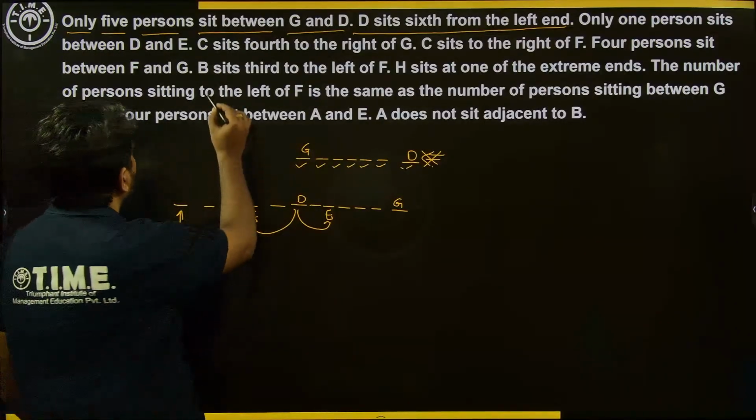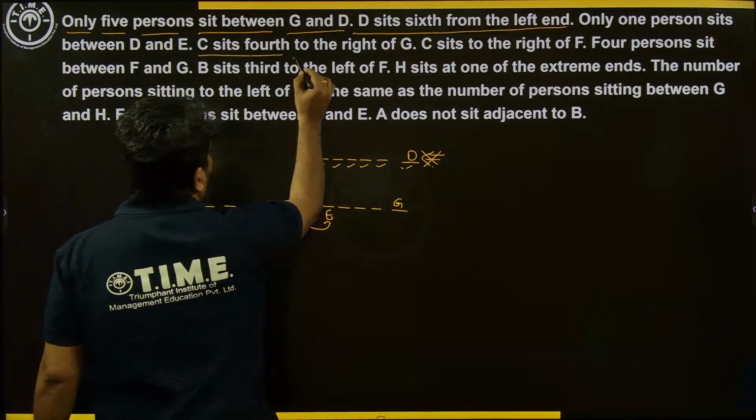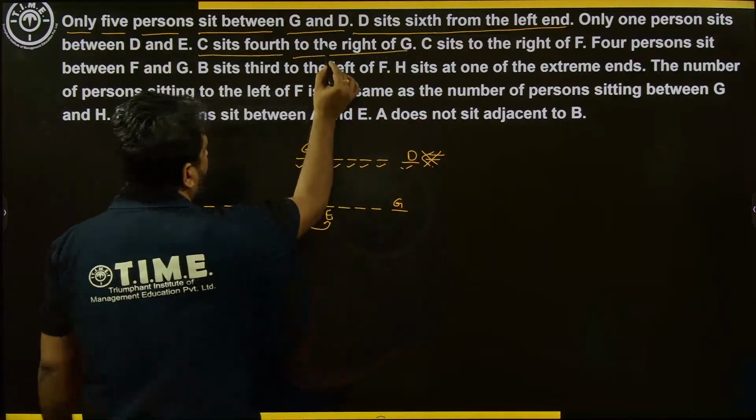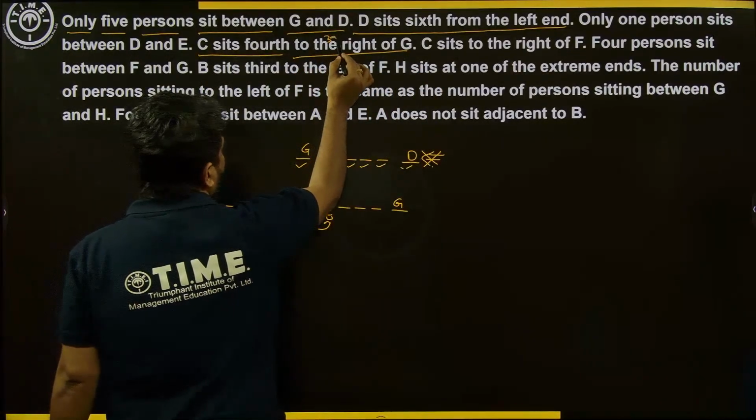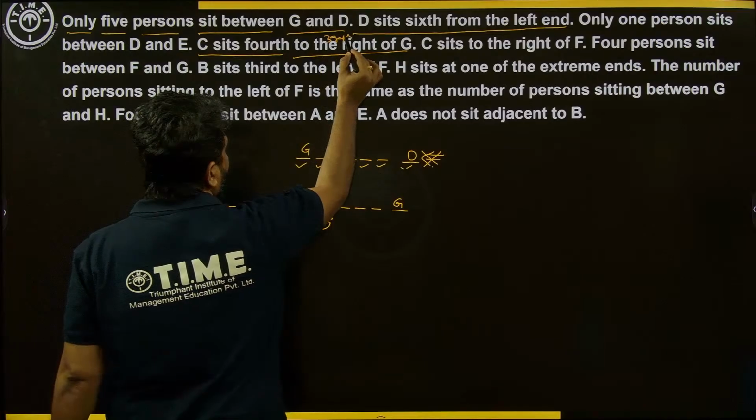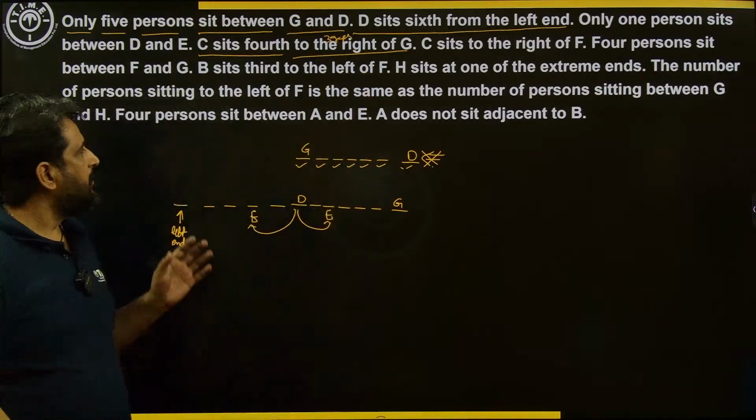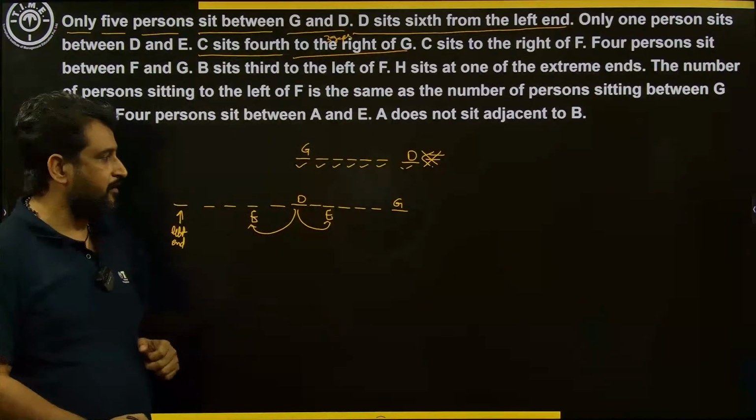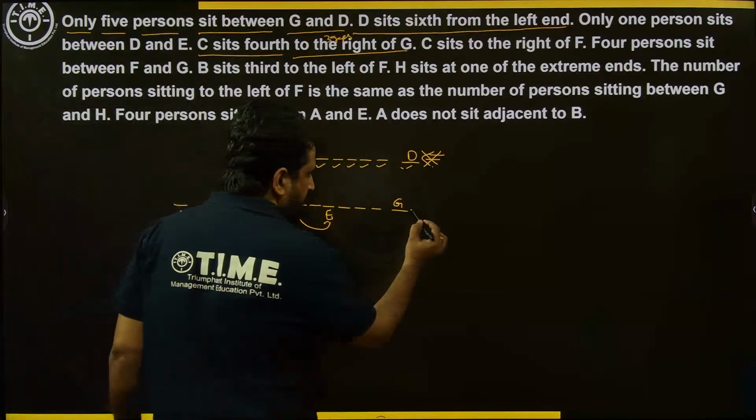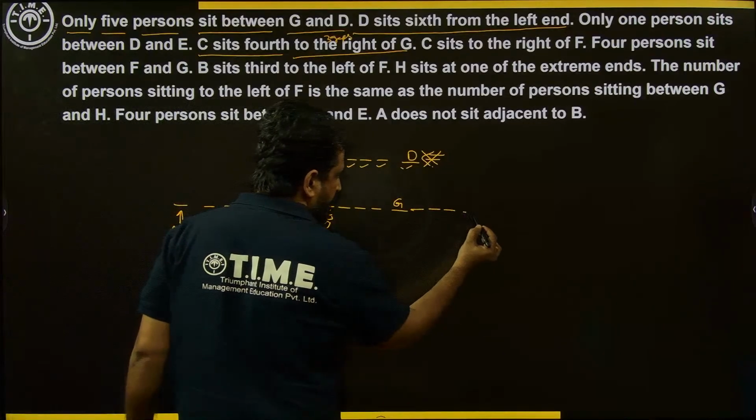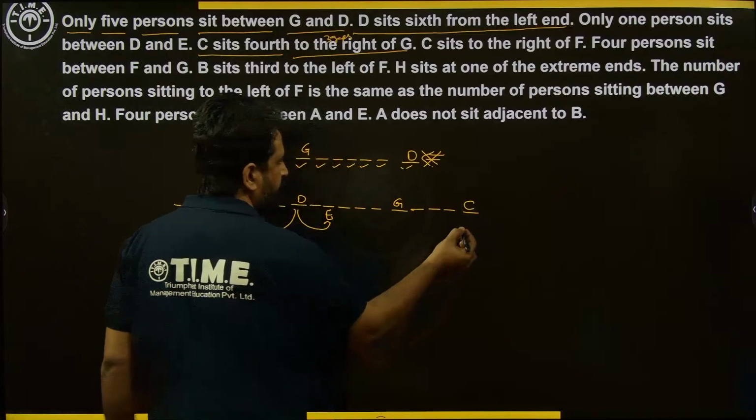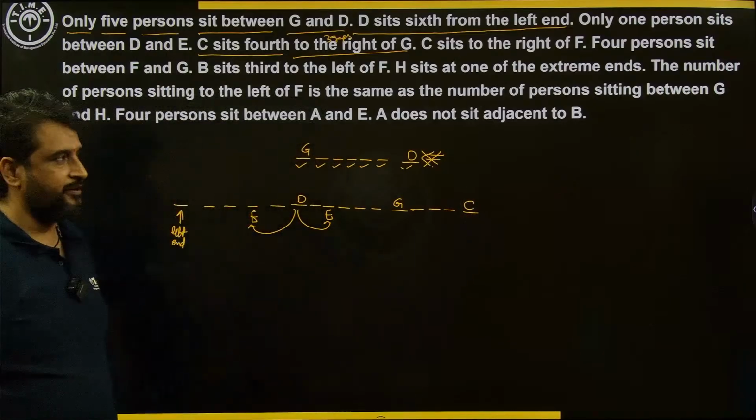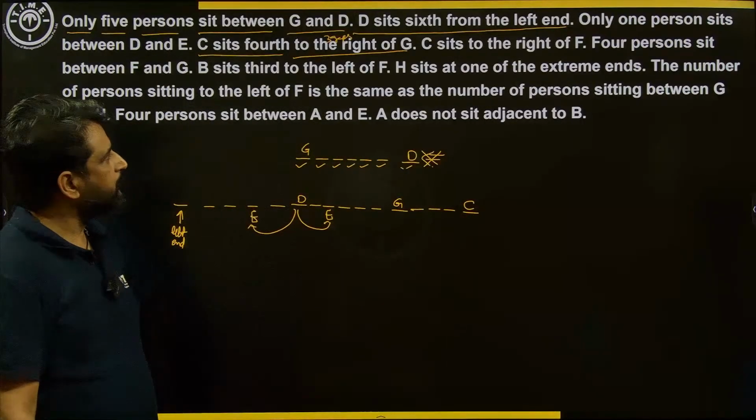What is given? C sits fourth to the right of G. Fourth right means how many gaps will be there? 3 gaps will be there to the right side of G, and who will be there? C will be there. So G here, 3 gaps. Now here will be C. C sits fourth to the right of G. Now move to the next statement.